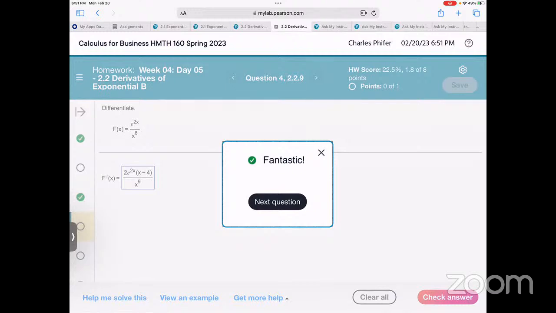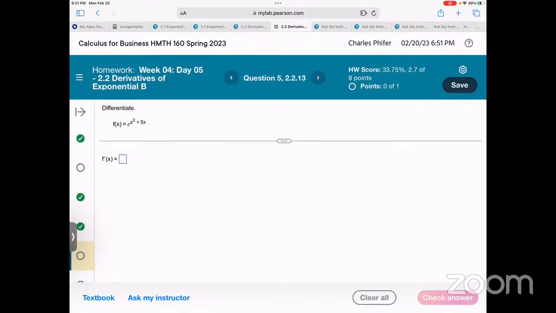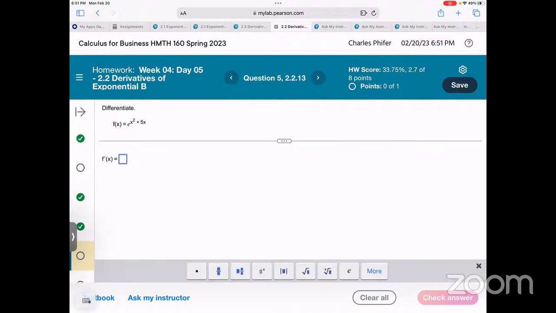All right, let's do another one. The derivative of e is itself, right? So we're going to have e to the power of x squared plus 5x. But then we have to say times the derivative of the power. So the derivative of the power in this case is going to be 2x plus 5.